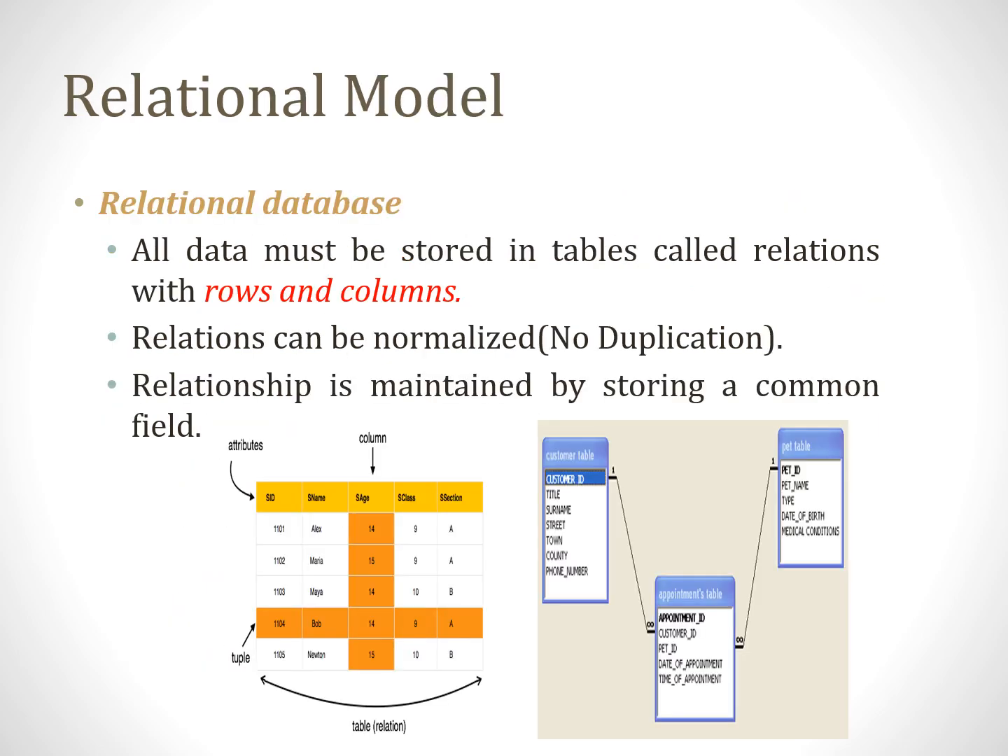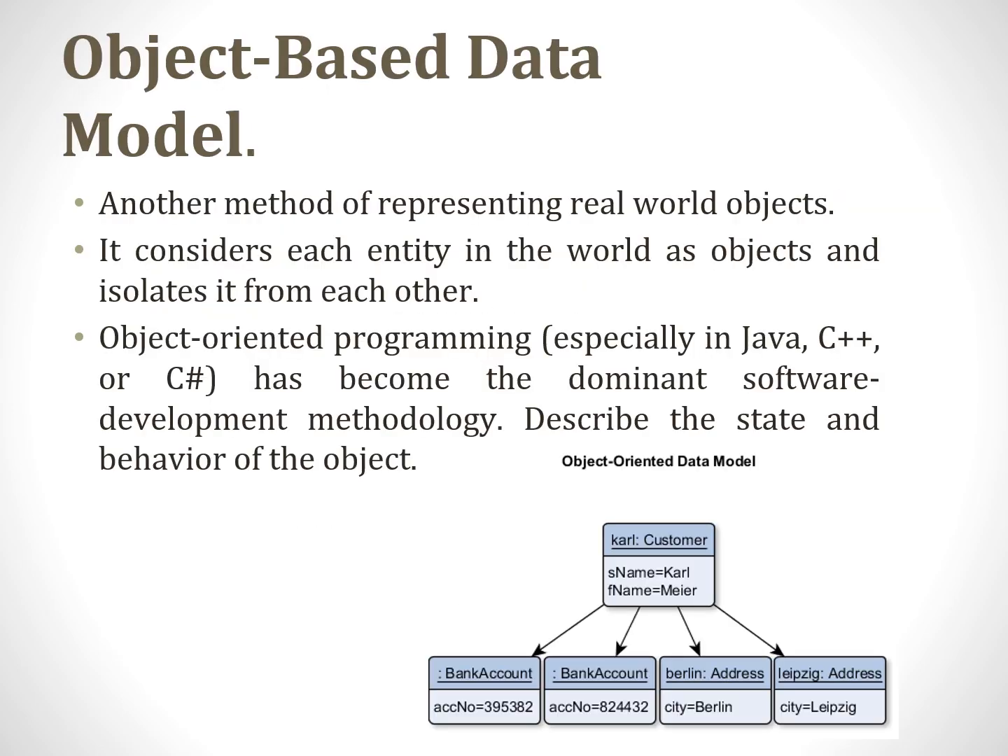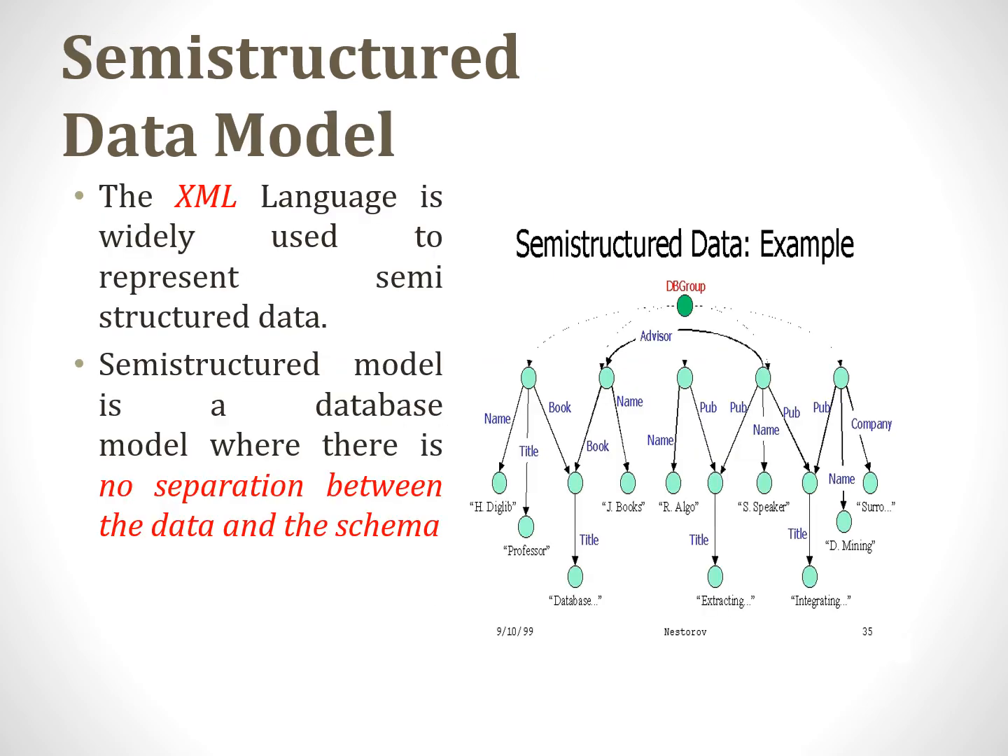Relational database. All data must be stored in tables called relations with rows and columns. Relations can be normalized. Relation is maintained by storing a common field. An entity relationship model is a graphical representation of entities and their relationships to each other. Object-based data model, a method of representing real-world objects. It considers each entity in the world as an object and isolates it from each other. Semi-structured data model. XML language is widely used to represent semi-structured data.